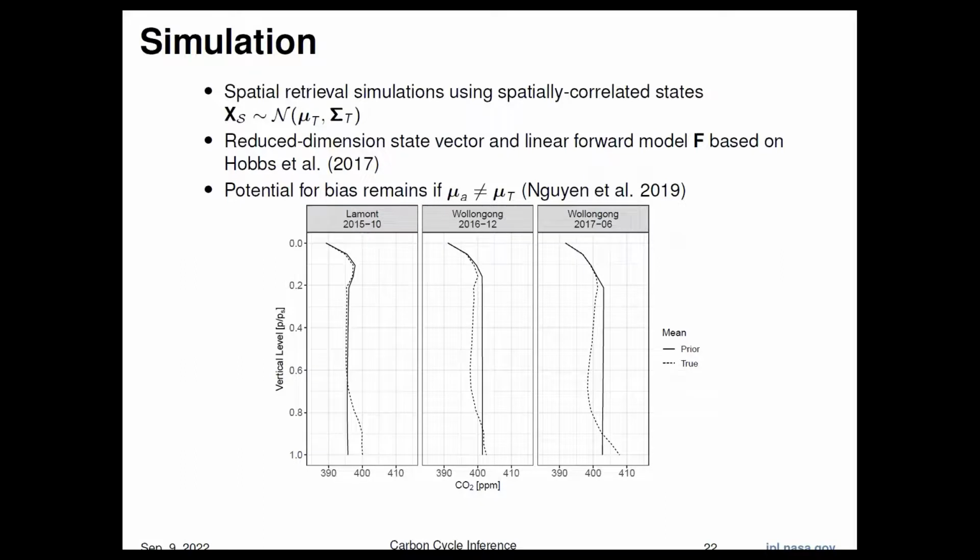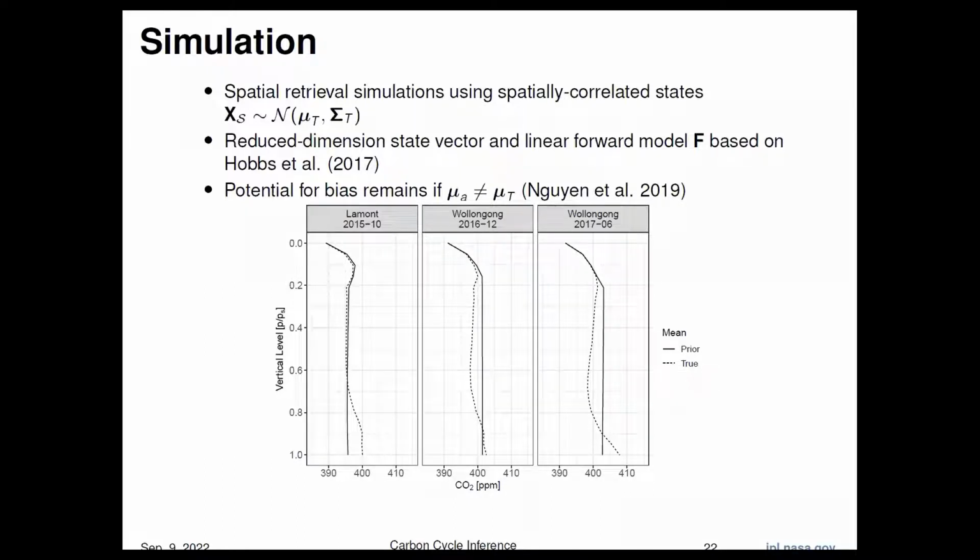Then we extended that simulation notion to a spatial collection of footprints, like we saw a couple of slides back. We simulate a small area of state vectors using that sigma t and an appropriate mean vector, and then apply different versions of that retrieval. In this work, we used a linear approximation to the forward model to keep things tractable.